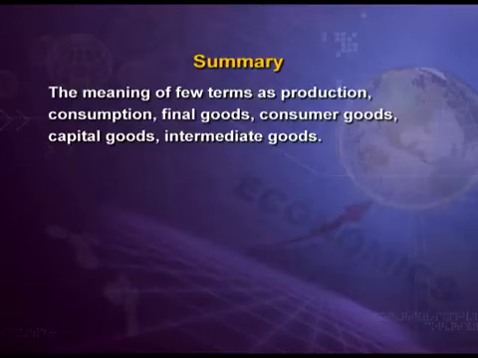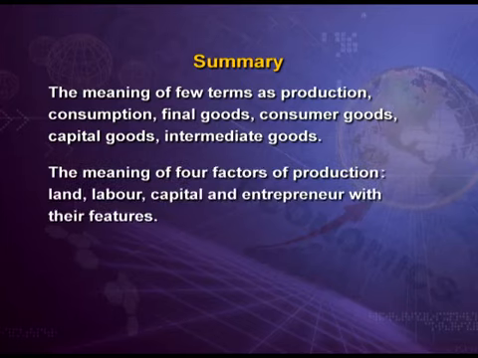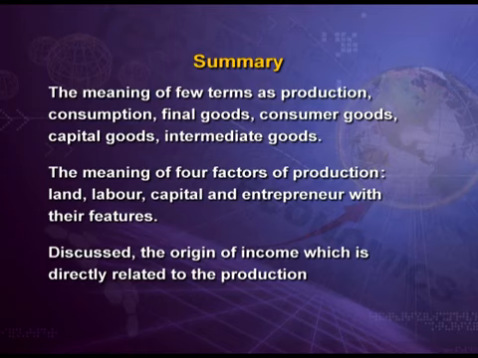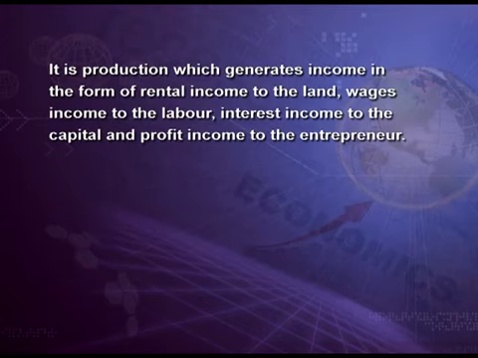We started with the meaning of few terms as production, consumption, final goods, consumer goods, capital goods, intermediate goods, etc. Then, the meaning of four factors of production with their functions: land, labor, capital and entrepreneur. Then we discussed the origin of income, which is directly related to the production. I mean to say, it is production which generates income in the form of rental income to the land, wages income to the labor, interest income to the capital and profit income to the entrepreneur.